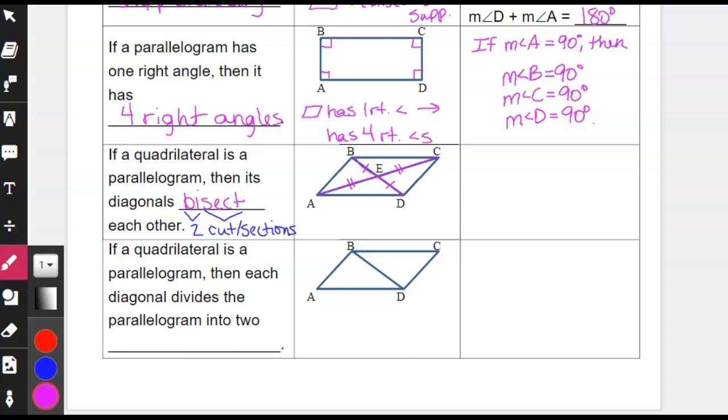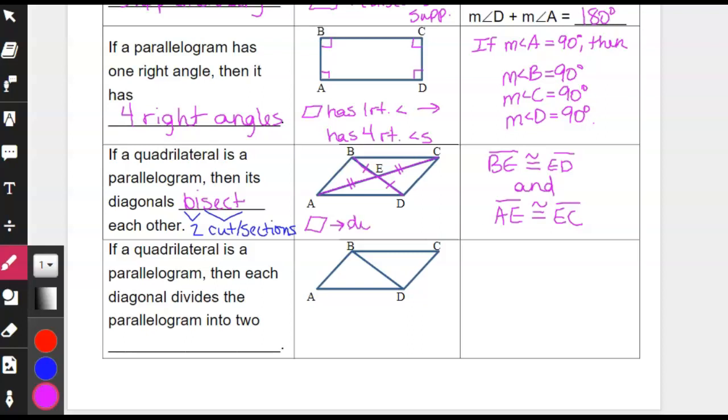So our conclusion is that segment BE is congruent to what segment? ED. And what's the other pair of congruent segments? Segment AE is congruent to segment EC. Wahoo. If I were going to shorten this for use later in my explanations, I would say if a quadrilateral is a parallelogram, then the diagonals bisect each other.